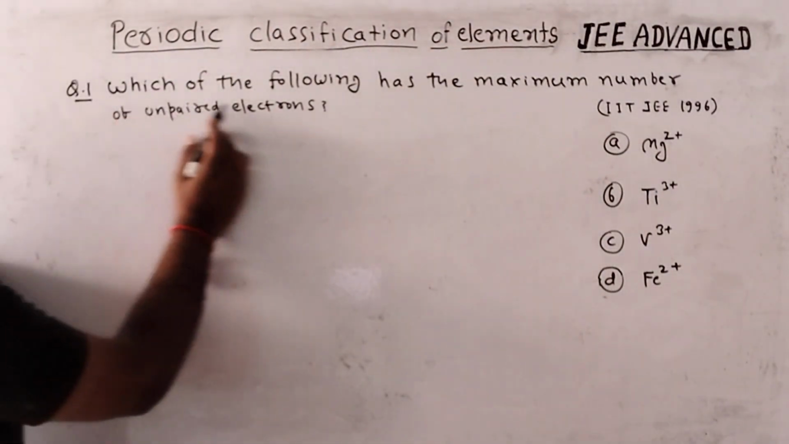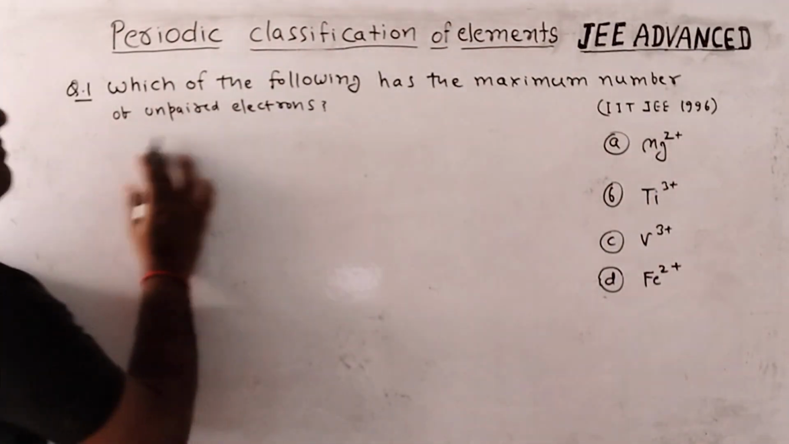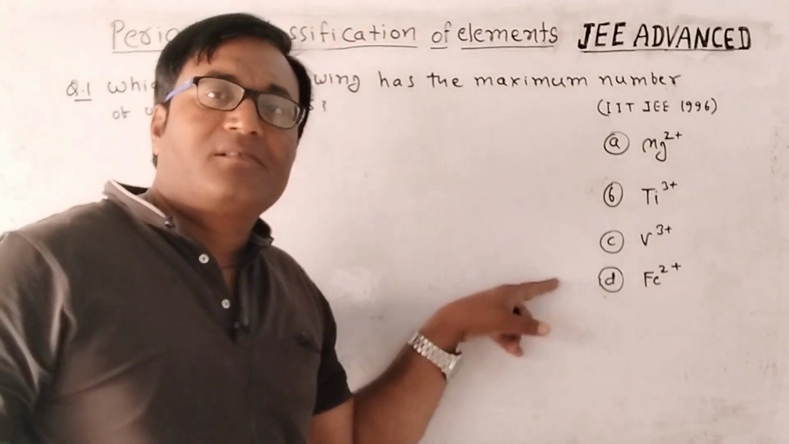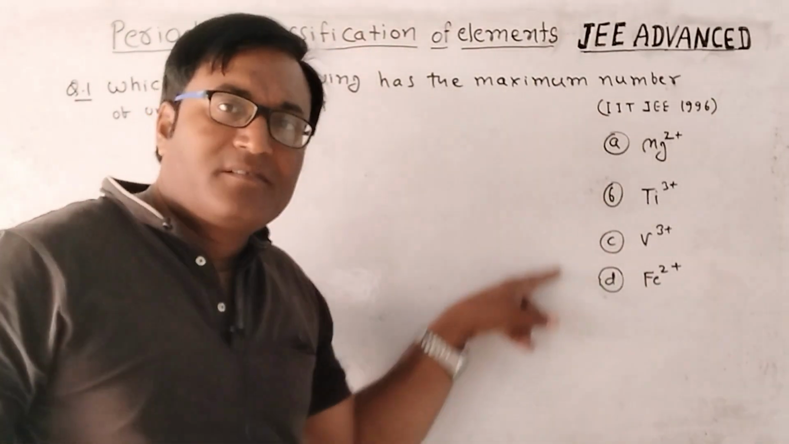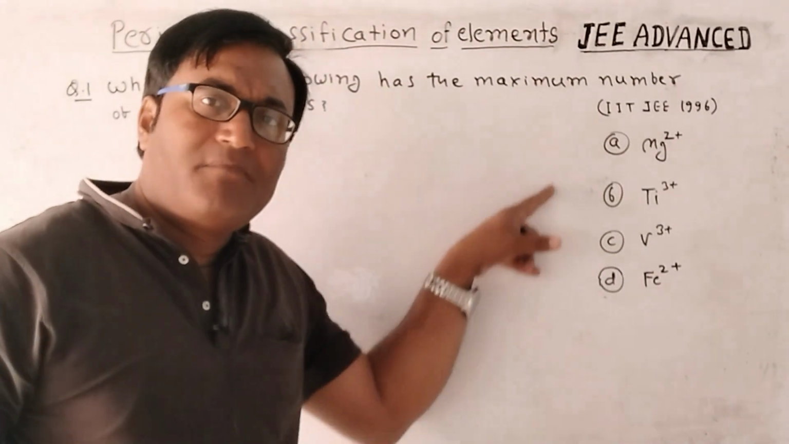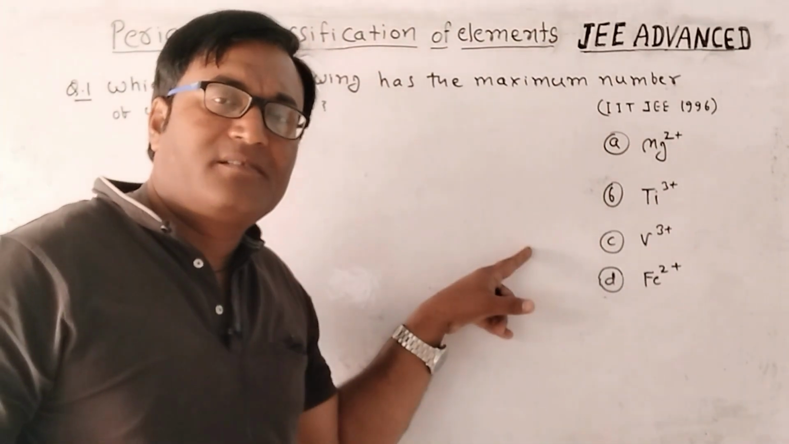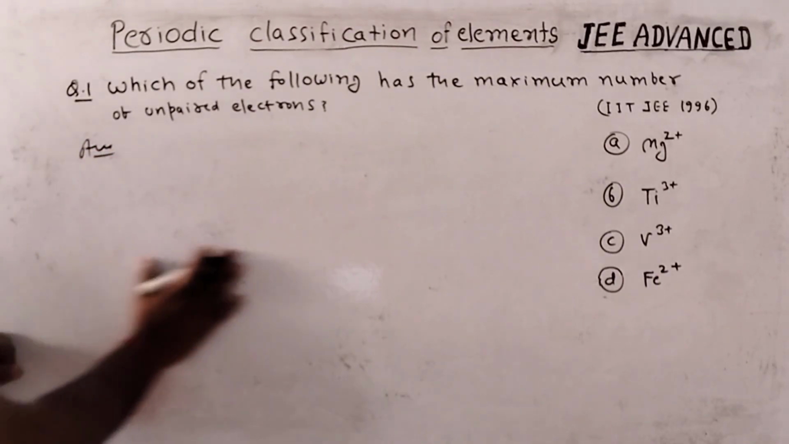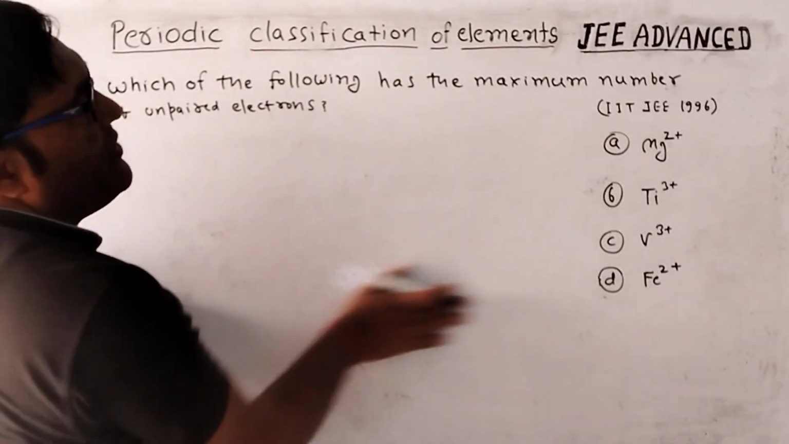First question: which of the following has maximum number of unpaired electrons? In these given options, in which metallic cation are the maximum number of unpaired electrons present? With the help of electronic configuration, with the help of box diagram electronic configuration, we can solve this question.